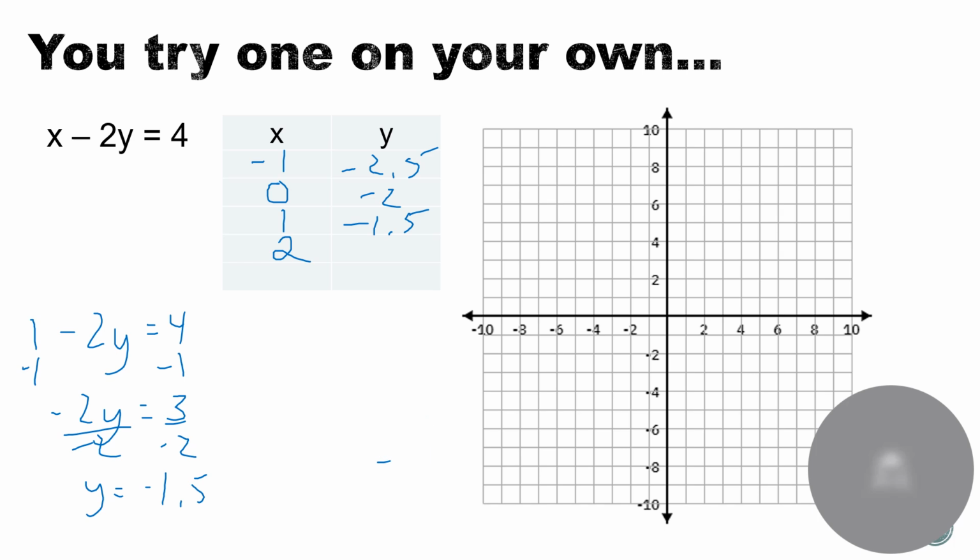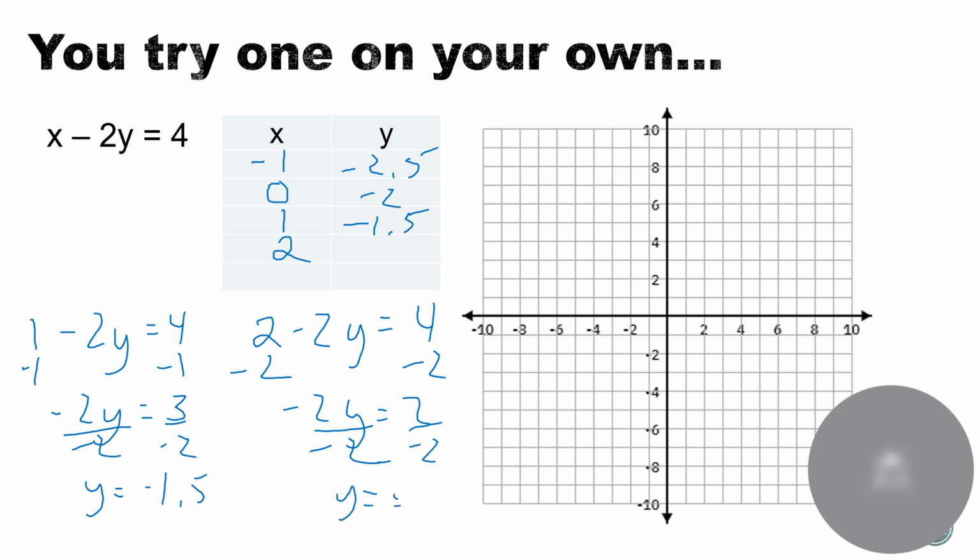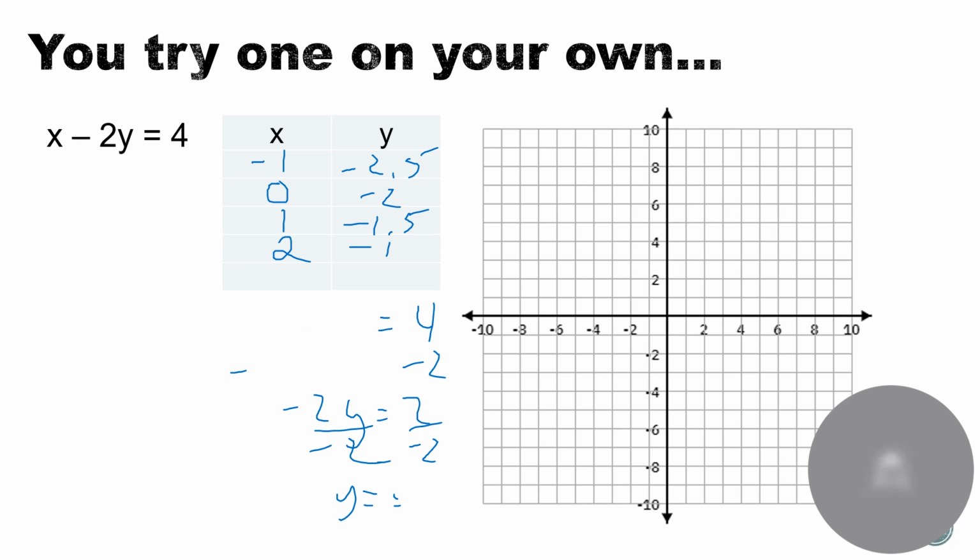So if this pattern continues, when I try x is equal to 2, okay, I might get something nicer. So we subtract the 2, -2y is equal to 2, divide by -2, and I get y is equal to -1. Okay, now when we do this, what you might be noticing is that some of these numbers come out nicely and some of them aren't. So I have a kind of yucky number followed by a nice number, followed by a yucky number, followed by a nice number. If that pattern holds true, then the next number would be a yucky number.